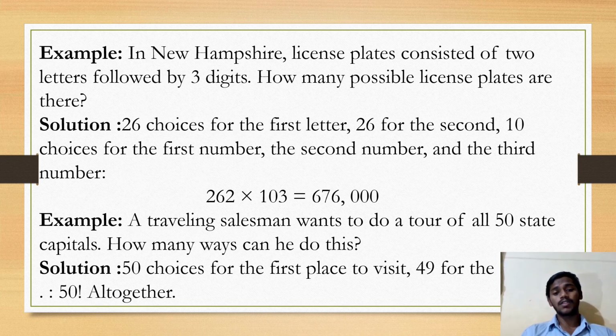Another example: a traveling salesman wants to do a tour of all 50 state capitals. How many ways can he do this? 50 choices for the first capital to visit, 49 for the second, and so on, 50 factorial altogether.